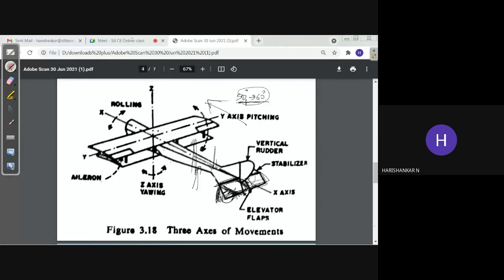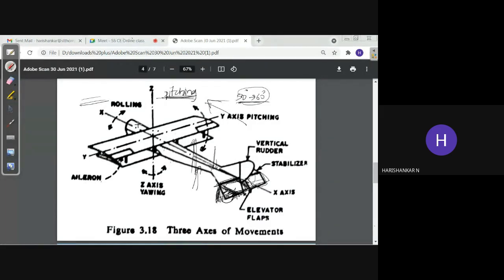This type of movement is known as pitching. Pitching means, if there is any difficulty at various layers of air, then it has to change the layer, or change the level. That process is known as pitching. That is enabled by means of this elevator.